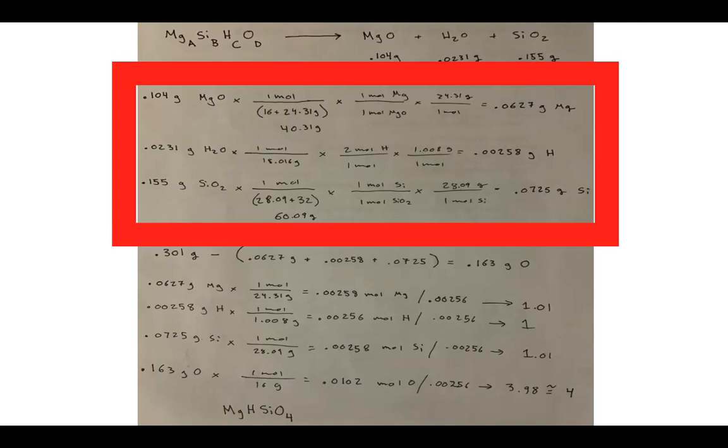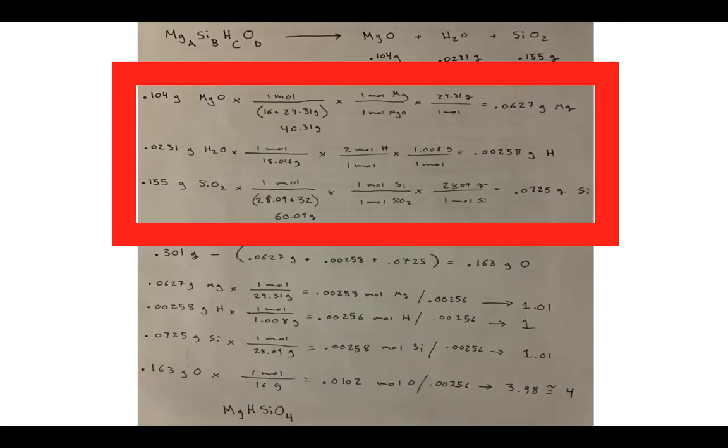Now we do the same for hydrogen and silicon, okay? So if we have 0.0231 grams of water, we convert that to moles of water by dividing it by its molar mass, which is 18 grams per mole. Now, 1 mole of water has 2 moles of hydrogen. People often forget that little step. You have to remember that there's 2 moles of hydrogen per 1 mole of water, and that 1 mole of hydrogen is 1.008 grams.